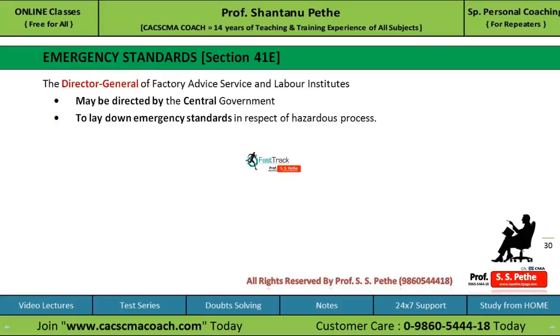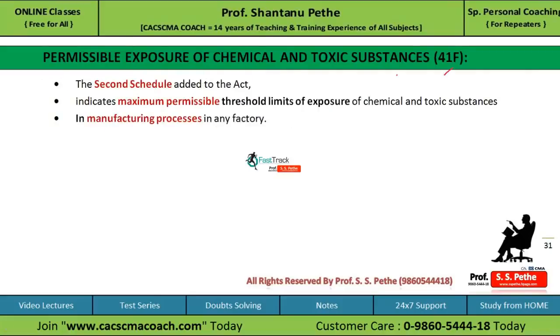Section 41E talks about the emergency standard. The Director General of Factory Advice Service may be directed by the central government to lay down the emergency standard in respect of hazardous processes. Section 41F talks about the permissible exposure of chemical and toxic substances. The second schedule added to the Act indicates the maximum permissible threshold limit of exposure of chemical and toxic substances in manufacturing process in any factory.